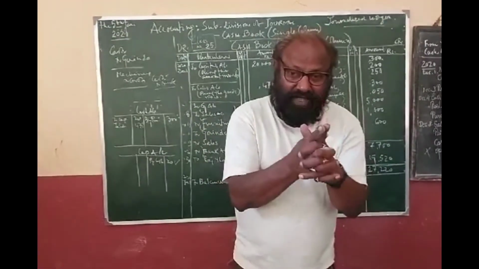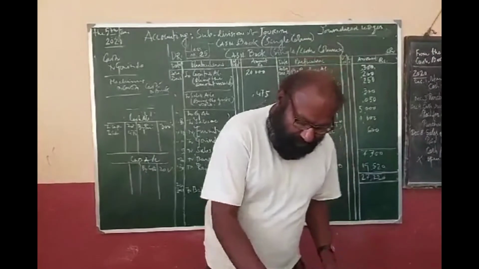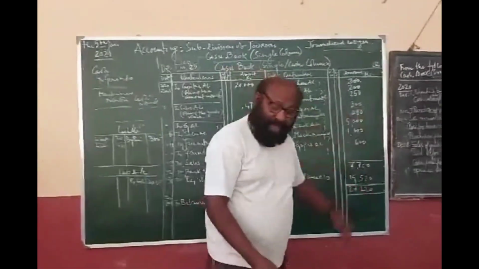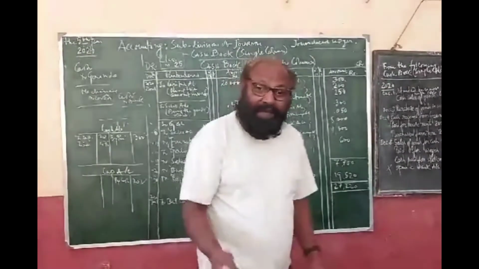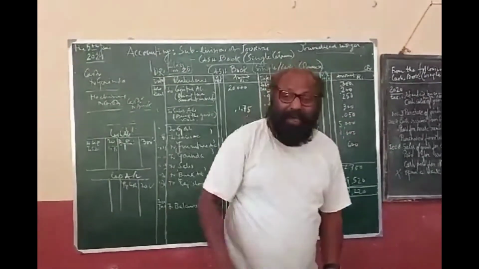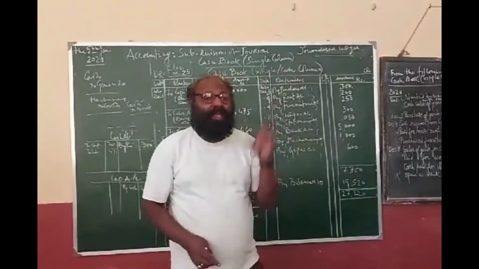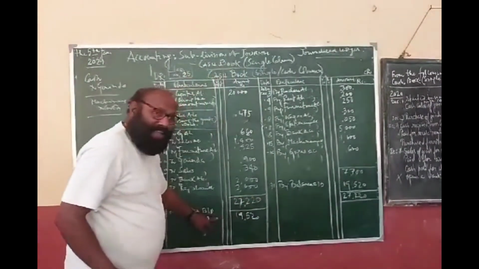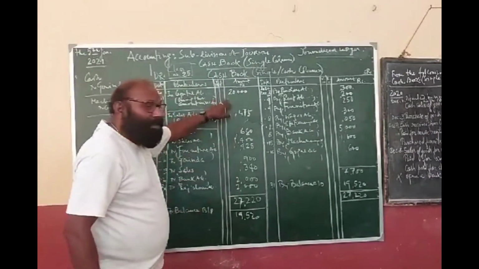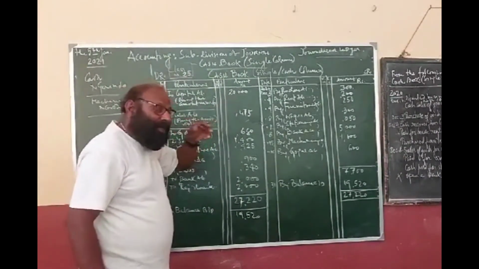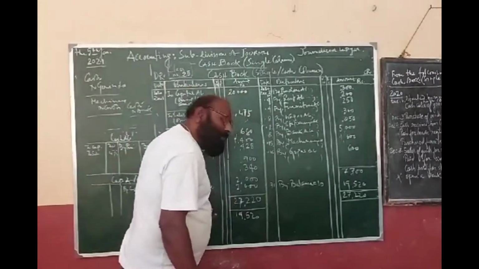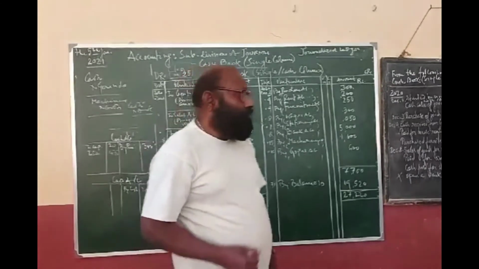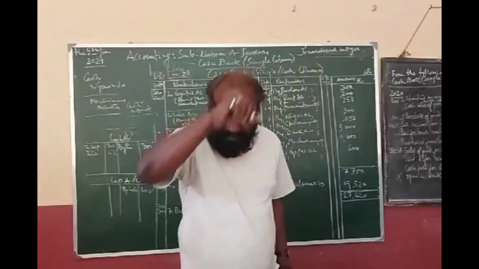Just some issues. Here I have given you the transactions of the starting of the business. Very often, for the preparation of the cash book, you will be given the opening cash in hand. That means the opening balance of your cash. That should be on the debit side of the cash book. Clear? And here we have only a single column.